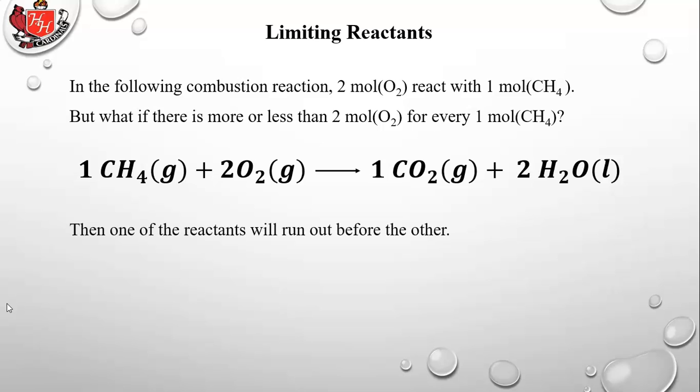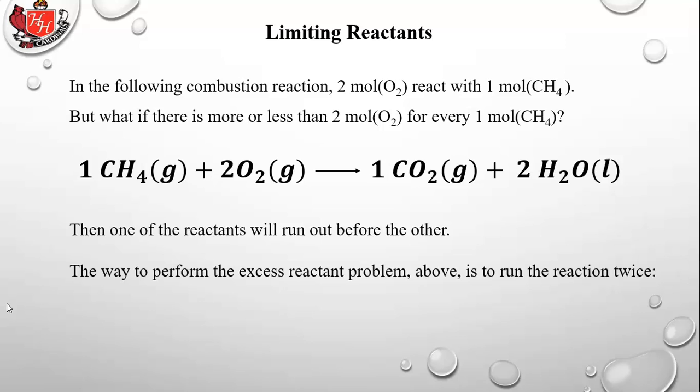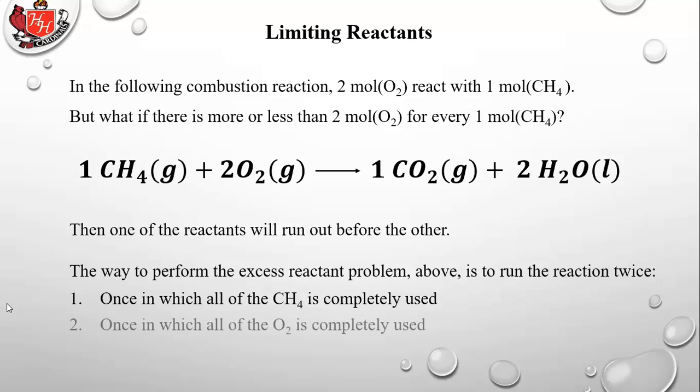So then one of the reactants will run out before the other. The way to perform the excess reactant problem above is to run the reaction twice. So let's see how that works. Once in which all of the CH4 is completely used, and once in which all of the O2 is completely used.